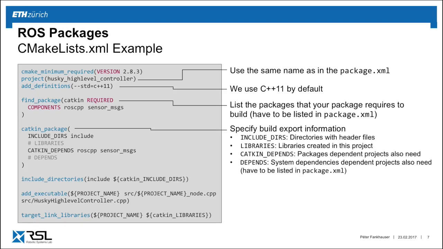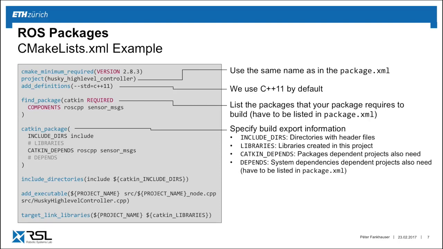And then here we have this export build information. It has 4 points. The first one is the include directories, where you specify the directories where your header files, the C++ header files, lie. Libraries are defined here. In this case, we don't have one. I just put this for completeness.